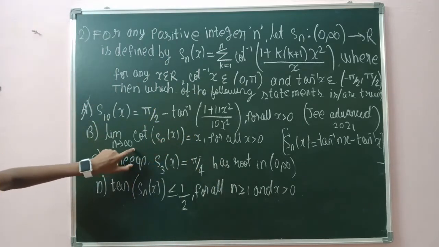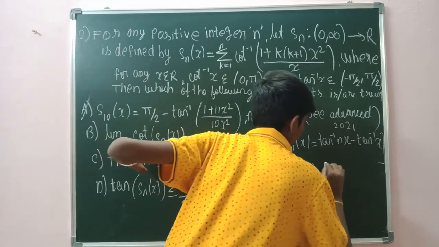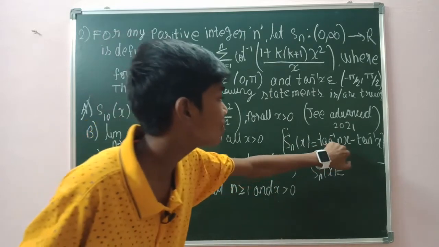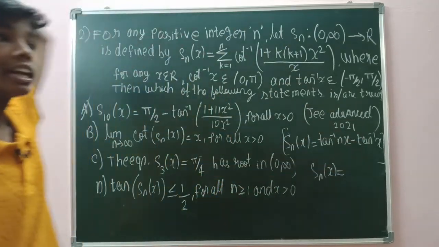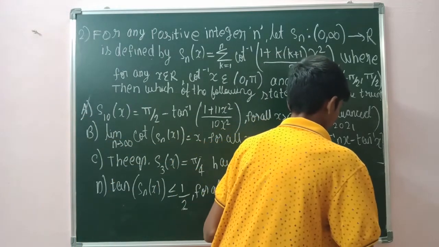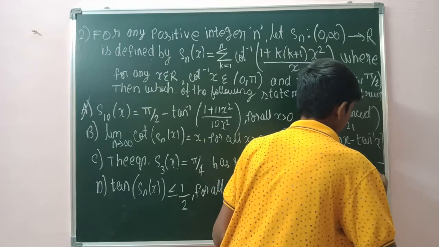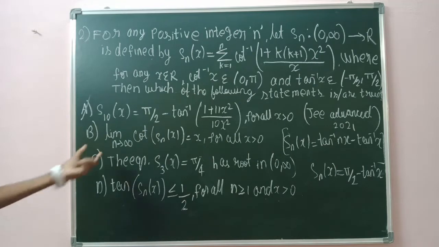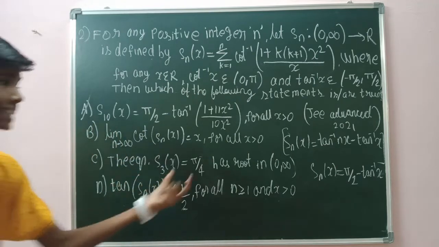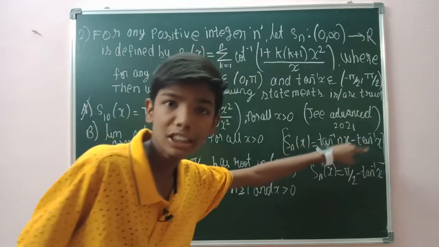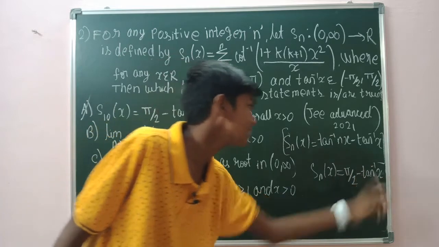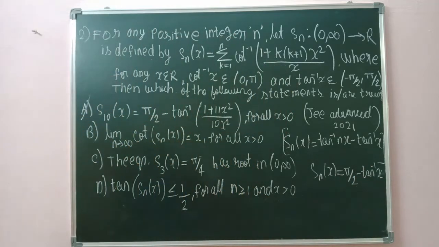When your n tends to infinity, the same Sn of x will be nothing but, listen, for tan inverse of nx, when your n tends to infinity, it will be tan inverse of infinity, that is pi by 2. That's your pi by 2, correct? Then you will get minus tan inverse of x. I hope you guys can understand what I am trying to do here. As n tends to infinity, in this tan inverse of nx, your n will tend to infinity. If your n tends to infinity, you will get tan inverse of infinity, that is pi by 2, minus tan inverse of x.